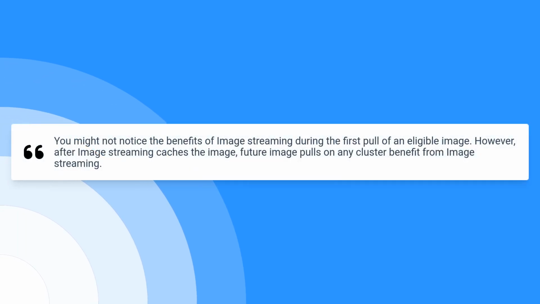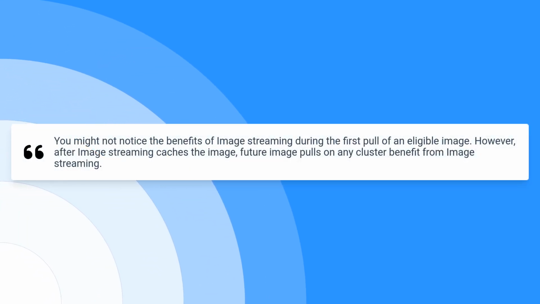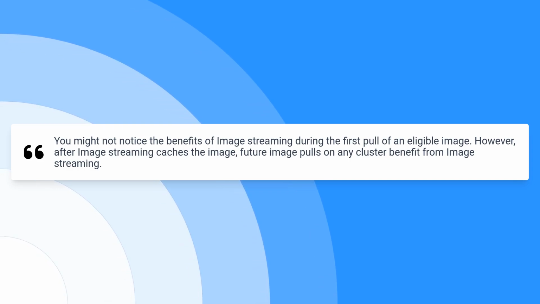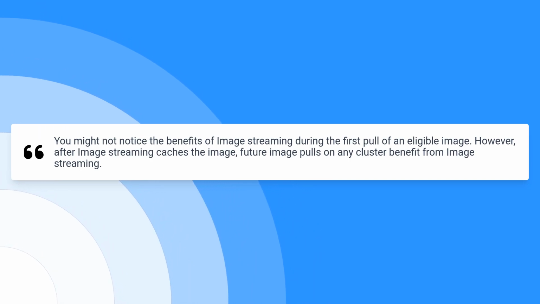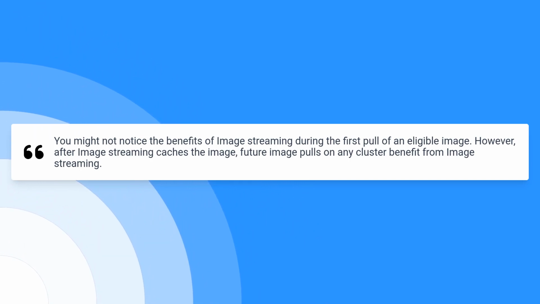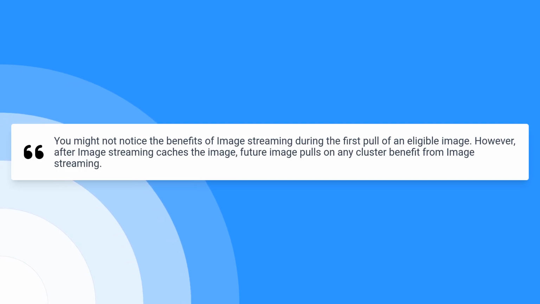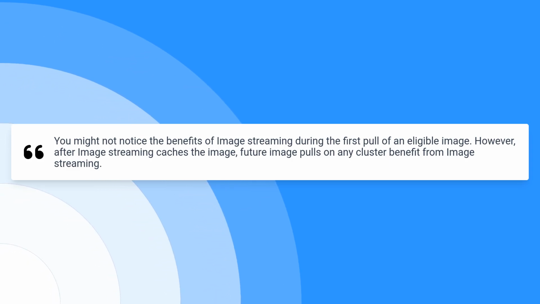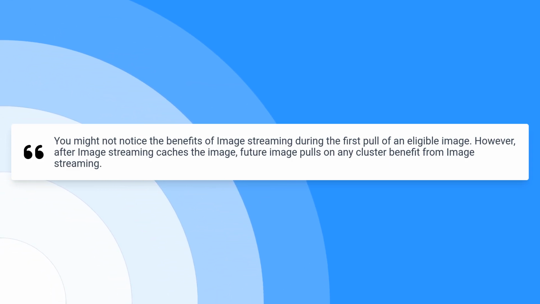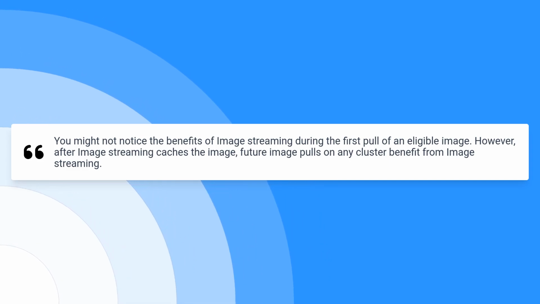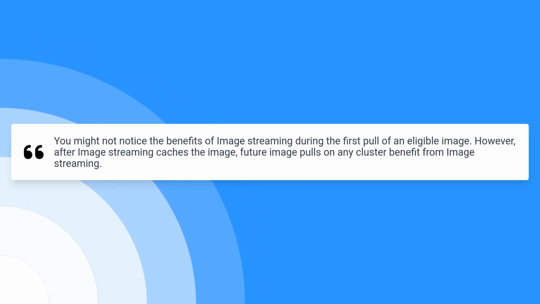The savvy reader may be scratching their head here and wondering why the image streaming and the non-streaming took the same amount of time to pull the image. Excellent question. The reason for this is explained in the Google documentation. You might not notice the benefits of image streaming during the first pull of an eligible image. However, after image streaming caches the image, future image pulls on any cluster benefit from image streaming.